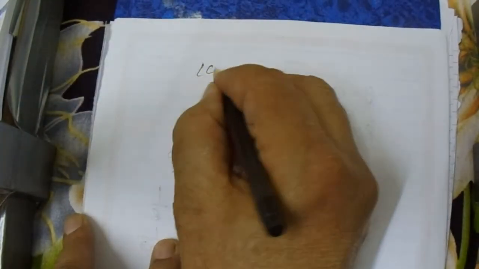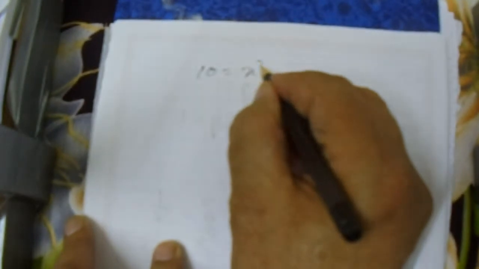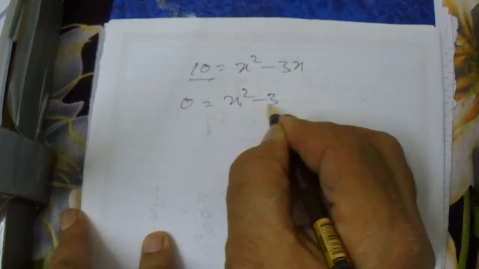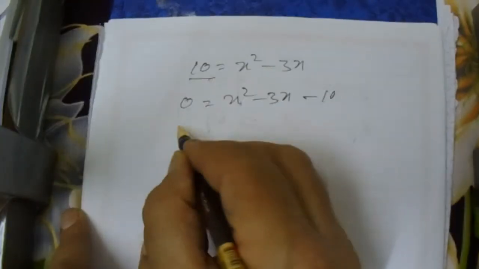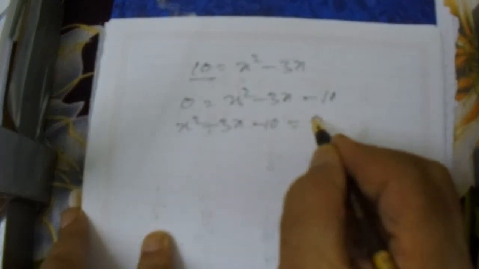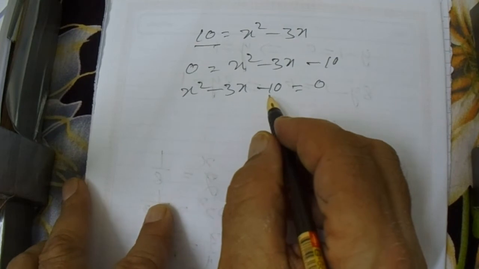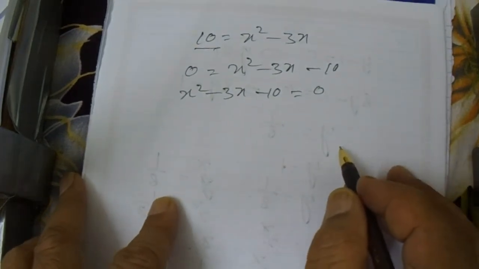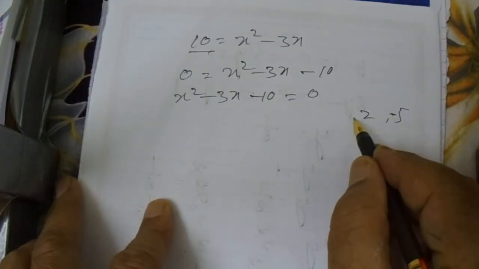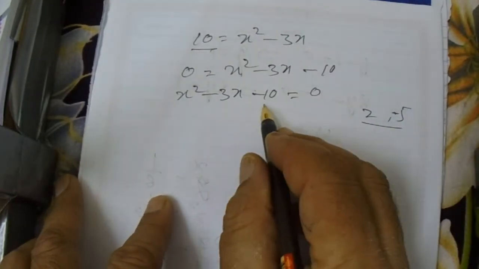Take the second value of y and we solve this. The second value is 10. Now 10 is equal to x square minus 3x. We take this 10 to the right side. We write here 0, x square minus 3x minus 10. We write x square minus 3x minus 10 is equal to 0, and we make the factor of 10. 2 5s are 10, 2 and 5. Now minus 5 and 2, these are the factors of this.